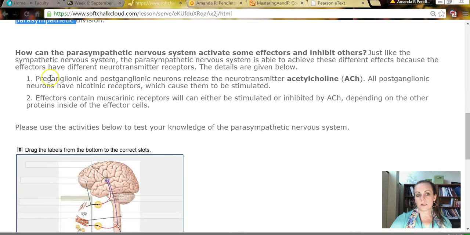Now, another thing to note is just like sympathetic nervous system, the preganglionic neurons release acetylcholine. But the difference between sympathetic and parasympathetic is that postganglionic neurons also only release acetylcholine. So this is really the basis of how these different systems have their different effects, because the postganglionic neurons are going to be releasing different neurotransmitters that are going to be hitting different receptors on these effectors, and that's how one system can stimulate something while the other inhibits it, or vice versa.